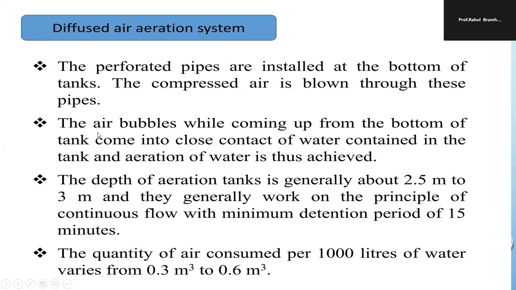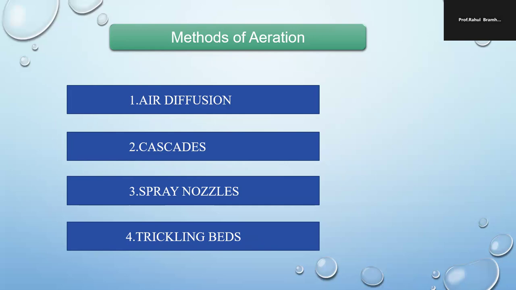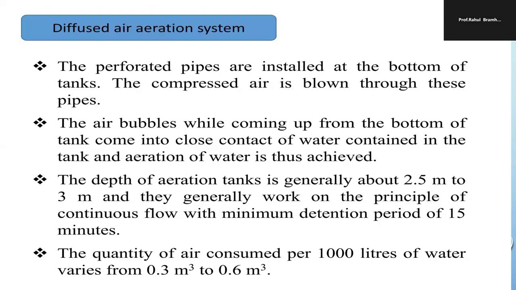Okay, so now we will discuss the diffused air aeration system. This is the first type of aeration. In this method, perforated pipes are installed at the bottom of the tank and compressed air is blown through these pipes.